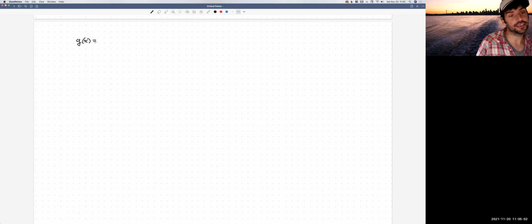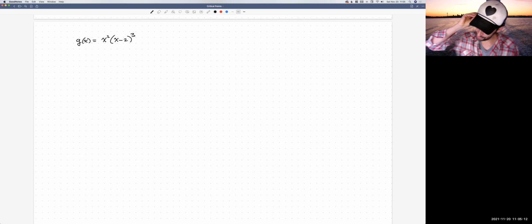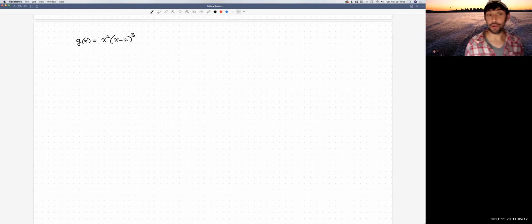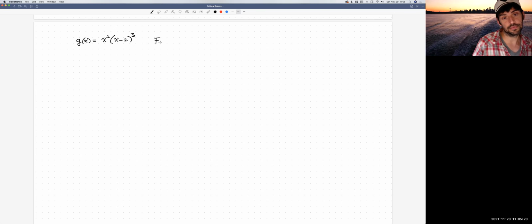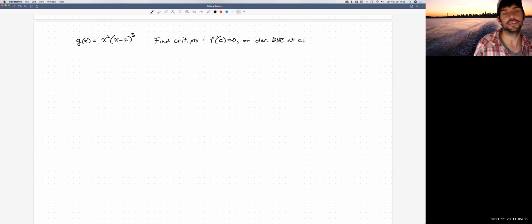So let's do an example, finding some critical points. Suppose I have the function g of x is equal to x squared times x minus 2 cubed, and I want to find the critical points of this function. So I want to find points where g prime of c equals 0, or the derivative does not exist at c. We want to find points that satisfy one of those two things.